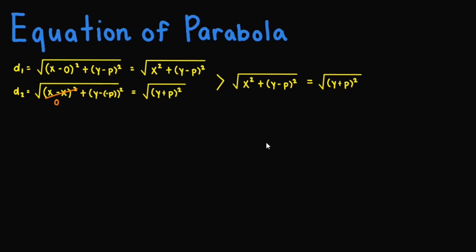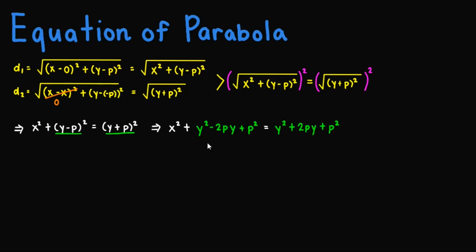We start by squaring both sides to obtain x squared plus (y minus p) squared equals (y plus p) squared. Next, take note that we can expand these two out here to obtain x squared plus y squared minus 2py plus p squared equals y squared plus 2py plus p squared. So essentially what we did is to apply the square of a binomial.